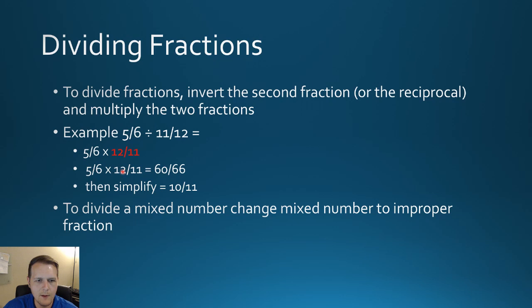Multiply that out. 5 times 12 is 60, and then 6 times 11 is 66. So now you have 60/66, and then to simplify that out would be 10/11. Okay. Again, as always, if you have a mixed number, turn it into an improper fraction first, and then you should be good to go.